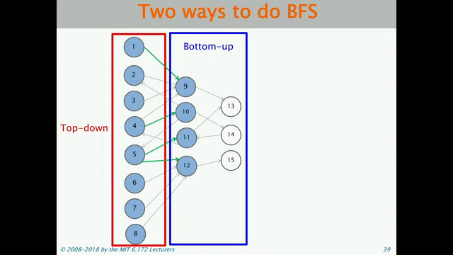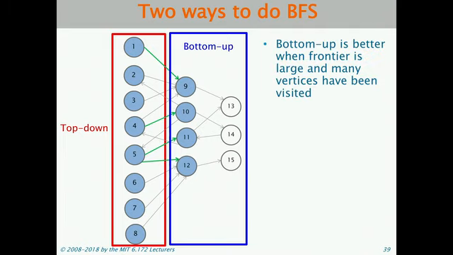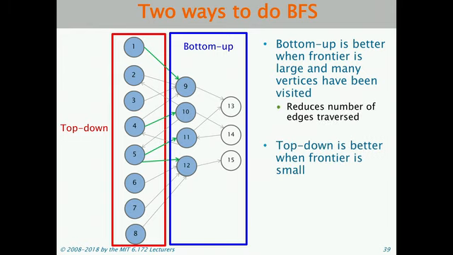In this example here, vertices 13 through 15 actually ended up wasting work because they looked at all of their incoming edges and none of the incoming neighbors are on the frontier, so they don't actually find a neighbor. So the bottom-up approach turns out to work pretty well when the frontier is large and many vertices have been already explored, because in this case, you don't have to look at many vertices. And for the ones that you do look at, when you scan over their incoming edges, it's very likely that early on you'll find a neighbor that is on the current frontier, and you can skip a bunch of edge traversals. And the top-down approach is better when the frontier is relatively small.